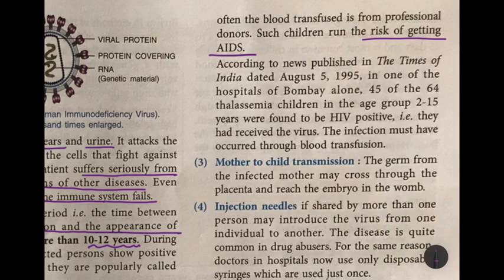Okay. Now, according to a news item published in the Times of India on August 5th, 1995, in one of the hospitals of Bombay, 45 of the 64 thalassemia children, in the age group 2 to 15 years, were found to be HIV positive. So, how did they receive the virus? It must have been through blood transfusion.